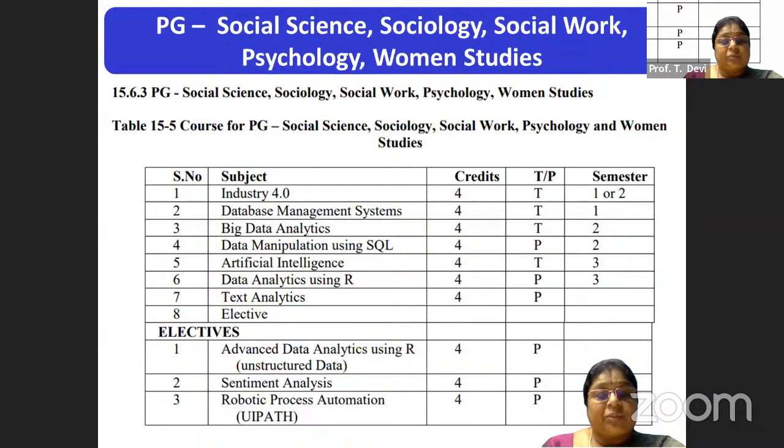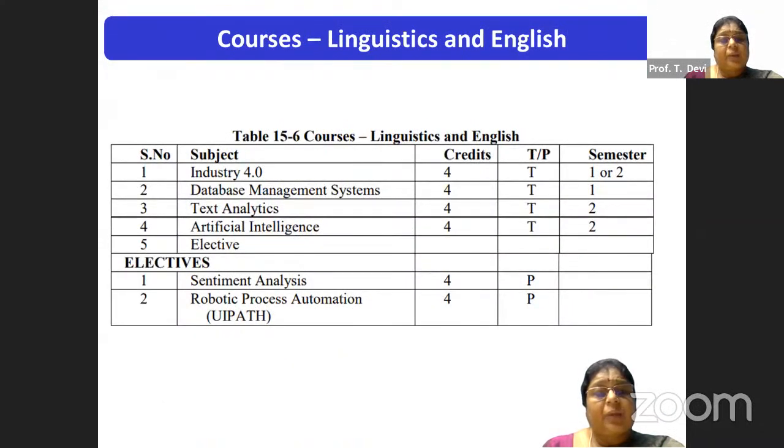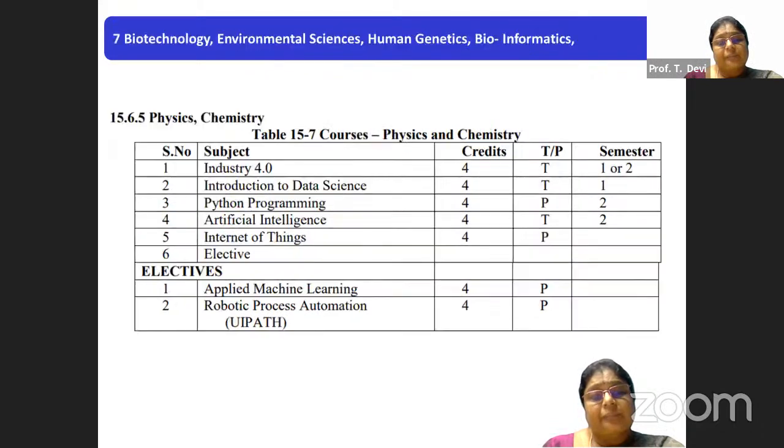Data manipulation using Excel, data analytics using R. For linguistics and English, text analytics plays an important role. Sentiment analysis plays an important role. For physics and chemistry, IoT, Internet of Things, can be introduced. Applied machine learning, robotic process automation, and augmented reality can be introduced for chemistry.